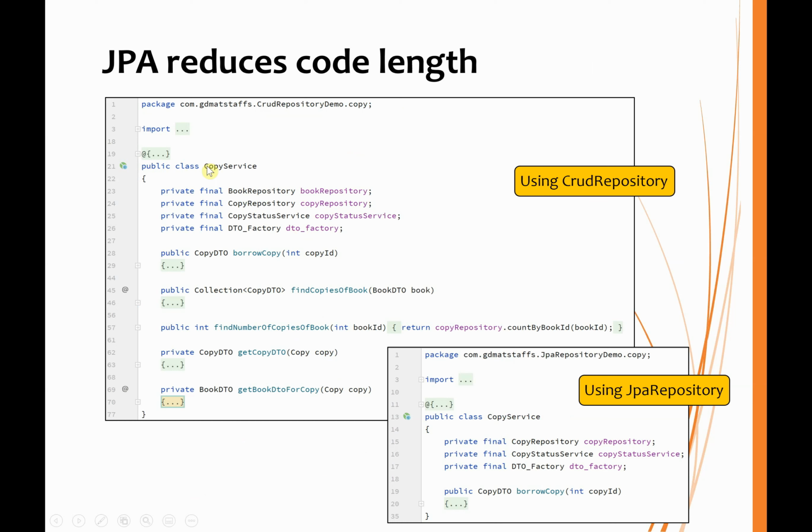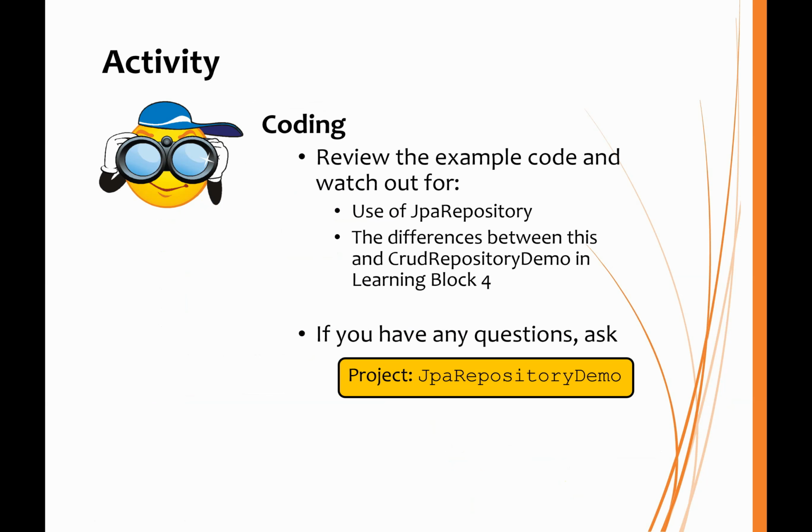In this example, you don't really need to see the detail of it, just look at the number of methods. In comparison with JpaRepository, we've just got the borrow copy method. In other words, all of these methods here are all about managing the formation of relationships in the object model, whereas JPA does all of that automatically for us. So let's take a look at the JpaRepository demo.